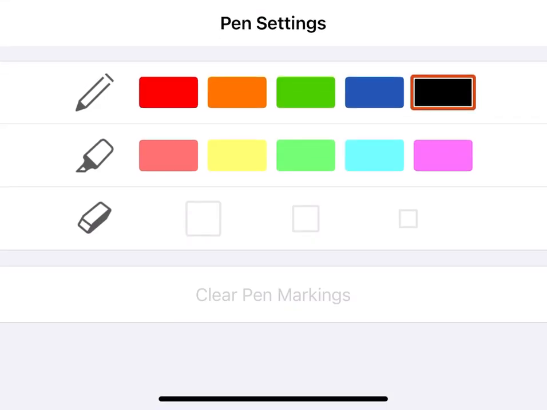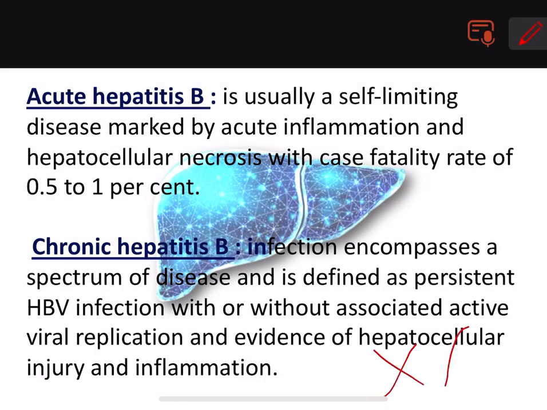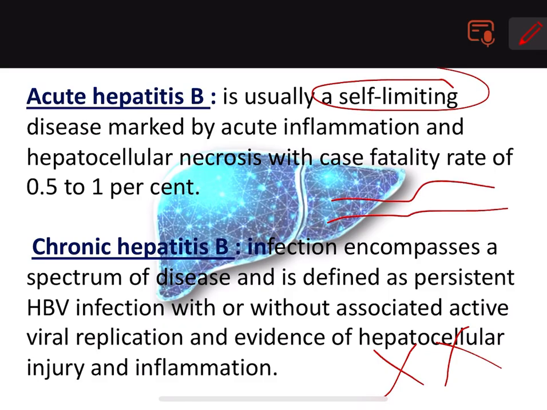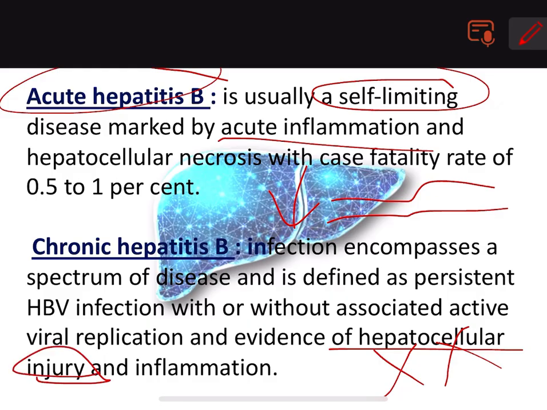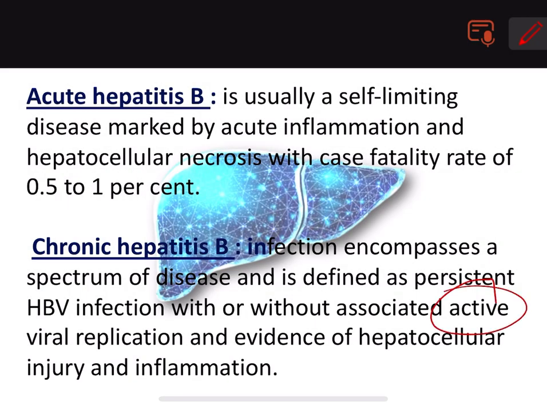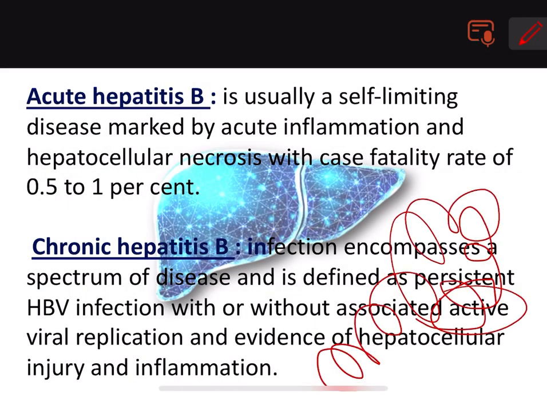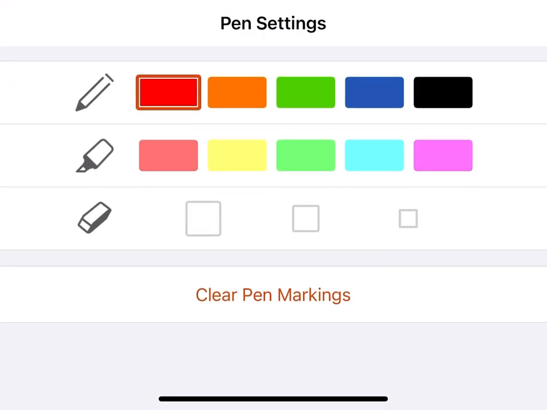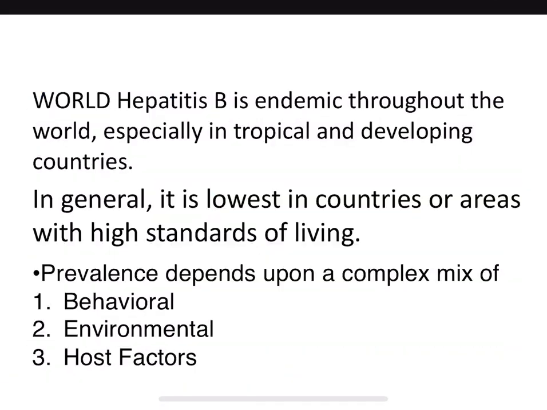So chronic is not self-limiting. It does not get cured on its own. Acute hepatitis B is self-limiting. It comes and goes away. It is very common. There is acute inflammation, and the fatality rate is very low. Whereas in chronic, there is hepatocellular injury, hepatocellular inflammation, and persistent HBV infection. And the virus can actively replicate. Active virus replication can be found, or it can be absent as well.